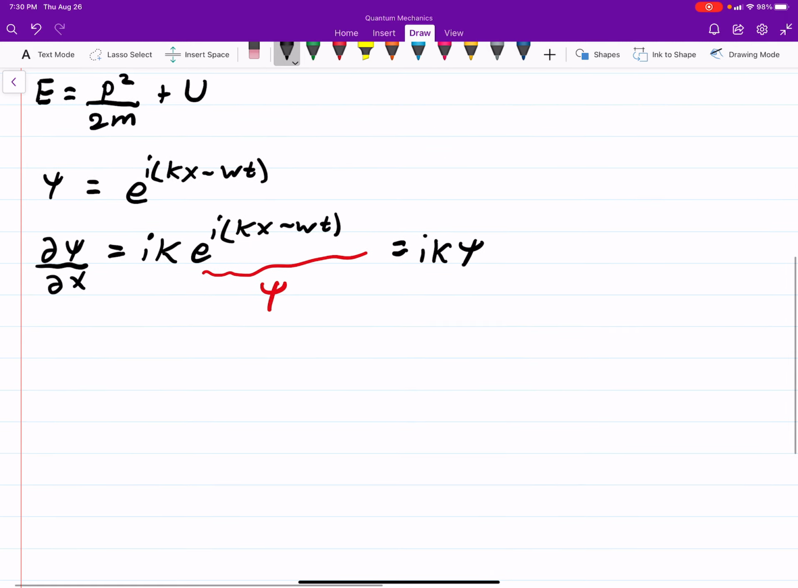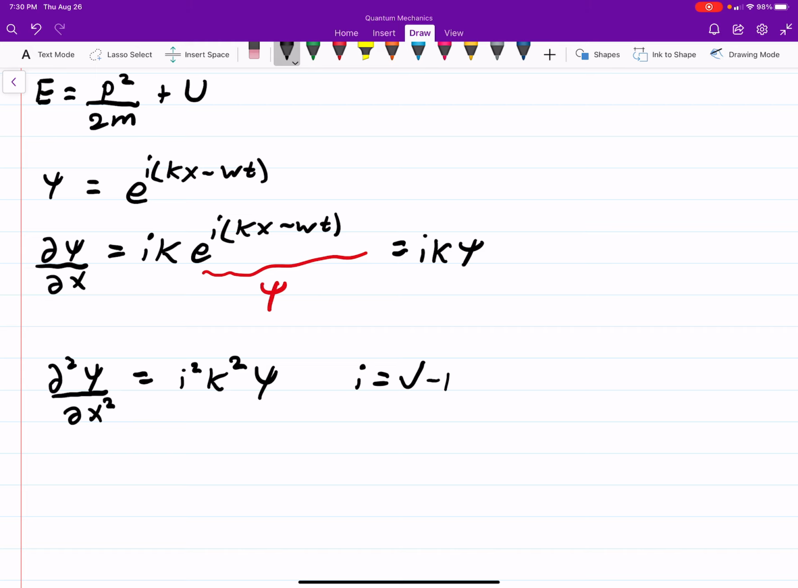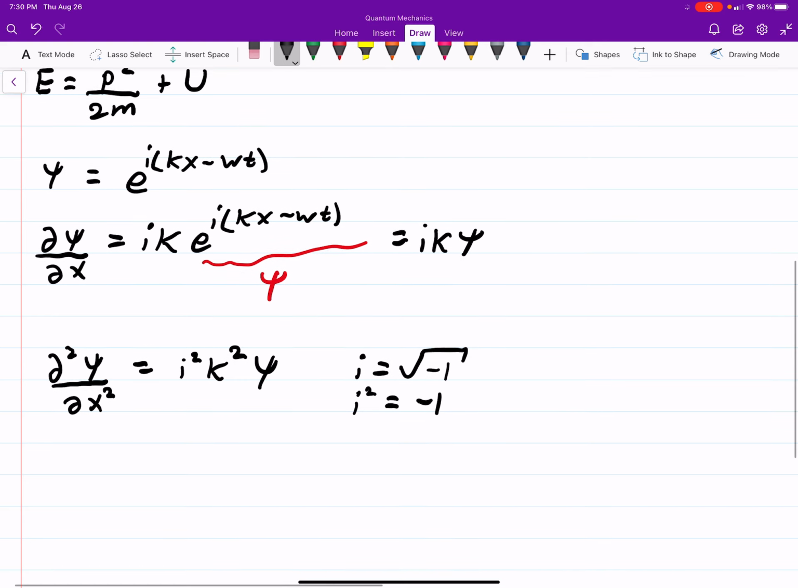And I could take another derivative. I could take a second derivative of psi with respect to x. And you're basically going to get the same thing. You're going to get i squared, k squared, and we're going to get our wave function back. The only difference is we're going to be multiplying by another factor of i and k. And i, of course, is an imaginary number, the square root of -1. And if you square i, that's just -1. So that's all that is.